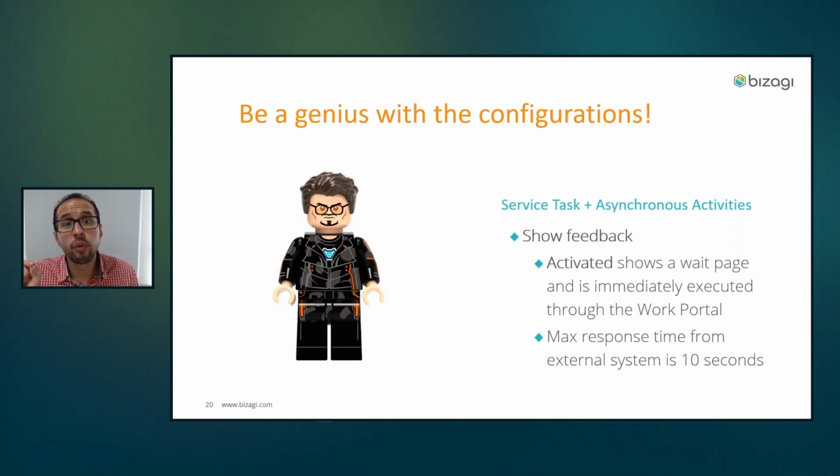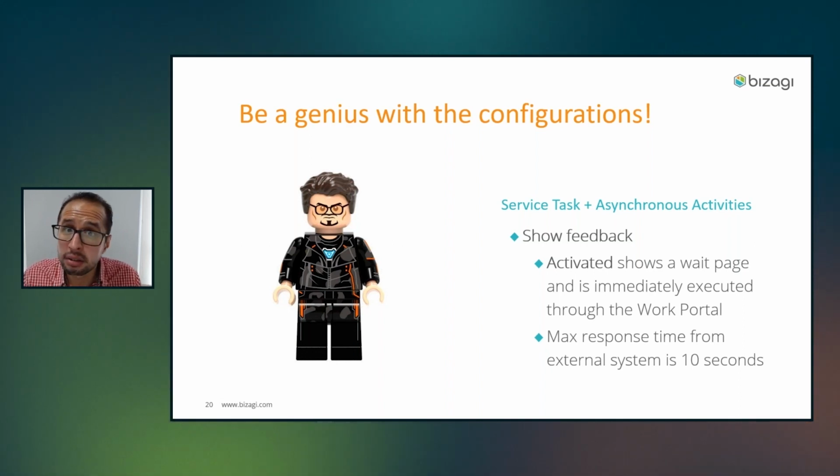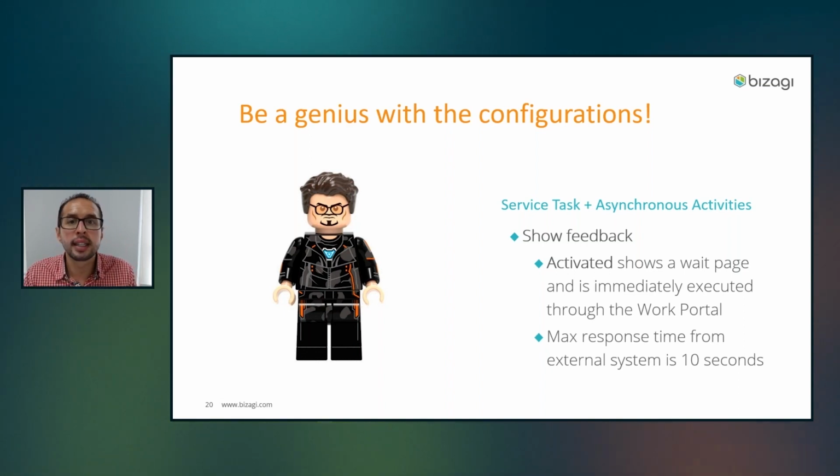That implies that if you want to use the show feedback option and leave it enabled, you must keep in mind that the maximum response time from the external system must be 10 seconds. If you cannot guarantee that, then you should not use show feedback. Why? Because at the end, you are going to have a user looking at the screen, waiting 10 seconds top, right, to get a response. If the time is over 10 seconds, then it doesn't make sense to keep that user waiting.